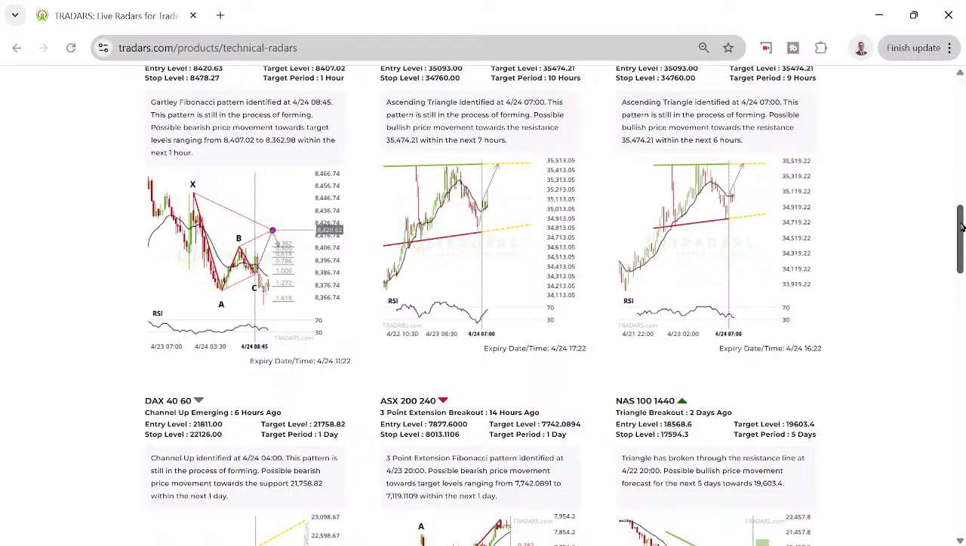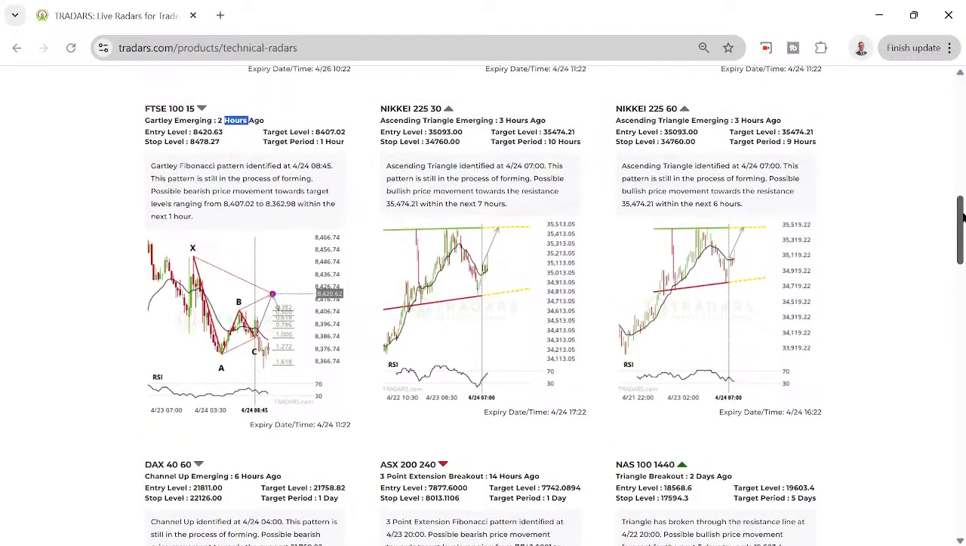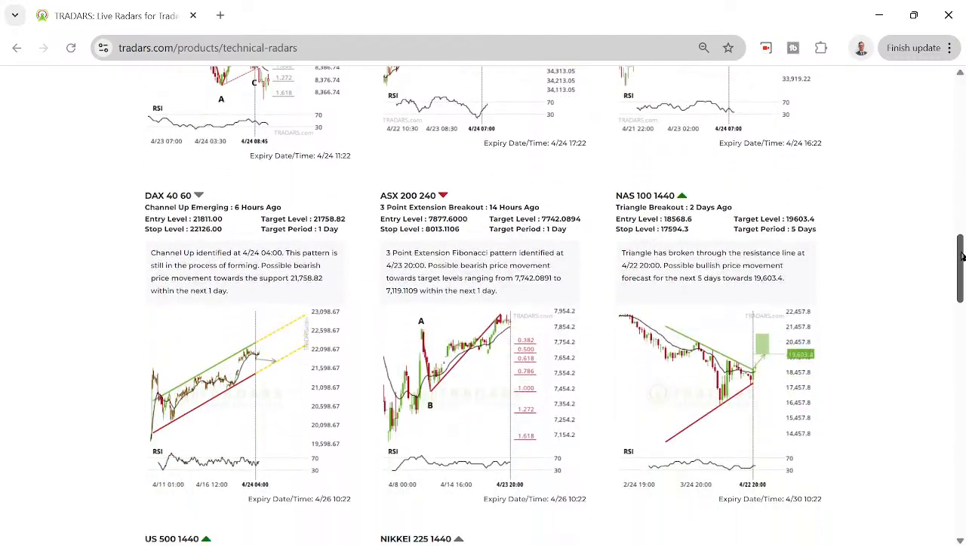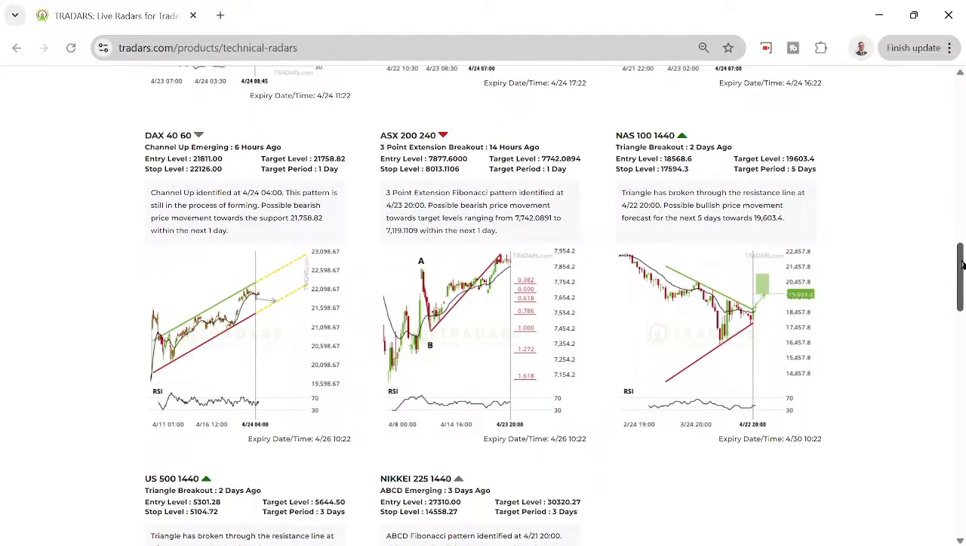Nikkei, slightly bullish. Probably wrong time of day to trade it. DAX, okay, very bullish, but we need to wait for this leg to come down to support. So the arrow is pointing down. We don't want that. We want the arrow pointing up.